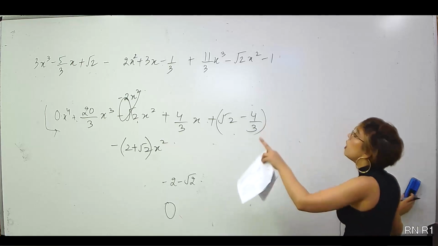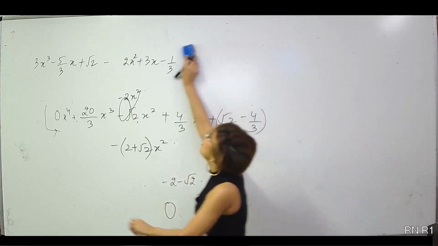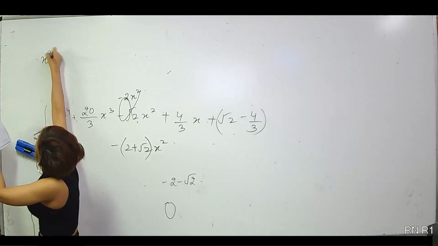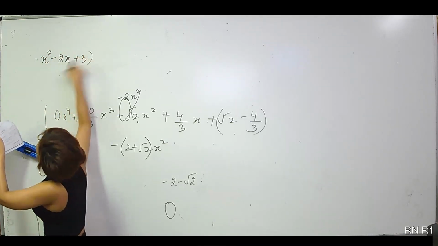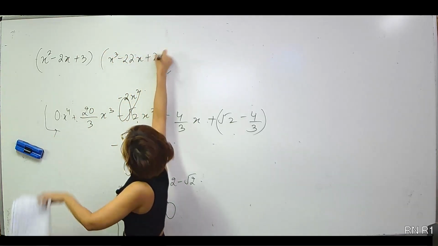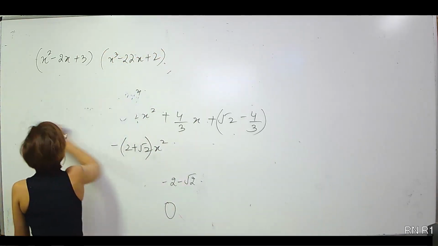Now, we have done addition, subtraction. Let me multiply some polynomials. The first one, x squared minus 2x plus 3, into x cubed minus 22x plus 2. Let's see whether you can do this correctly or not.